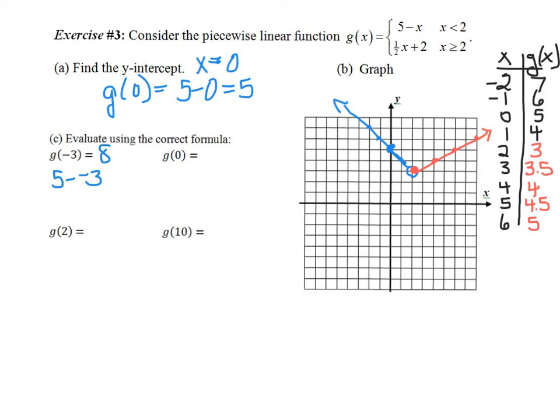G of 0 we've already calculated, so that had an answer of 5. That also used the first part of the definition. Now at 2, I'm going to have to switch over and use this part of the definition. So I'm going to have to say 1/2 of 2 plus 2, which of course is giving me an answer of 3. To do 10, I am also going to use the second part of the definition. So 1/2 of 10 is 5. 5 plus 2 is giving me an answer of 7.